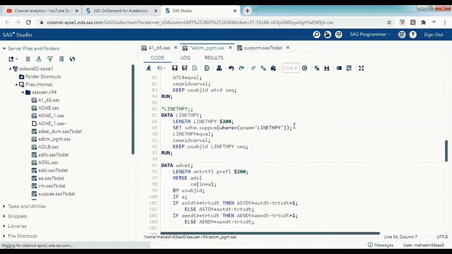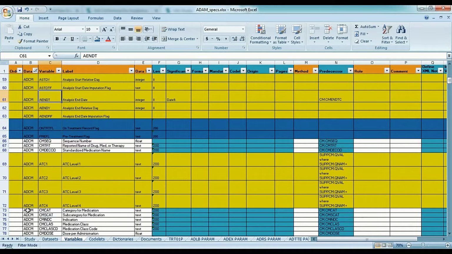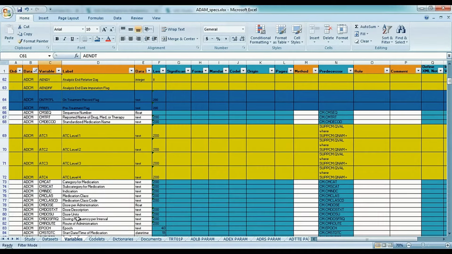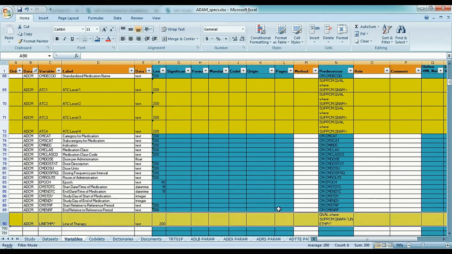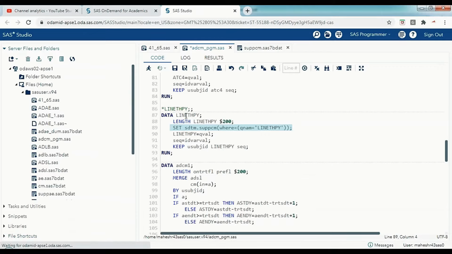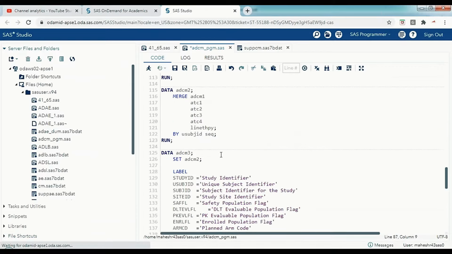Along with this, they are asking for line therapy related variables from the supplementary domain as per the specification file. Here you can see line therapy. They are also writing the line therapy variable there, so you can pick up the variables from the supplementary. So I am picking from there and creating the data sets. All these data sets are going to merge here.